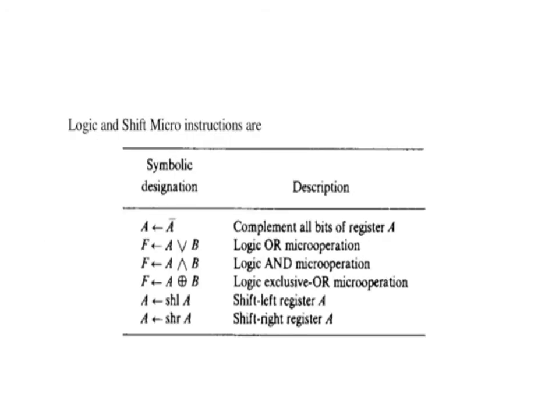These are some of the logic and shift micro operations. First one is the complement operation. Next is the logical OR operation of A and B, and the result is stored in register F. Next is the logical AND operation of A and B. Next is the logical exclusive OR operation. Next is the shift left operation, and next is the shift right operation.